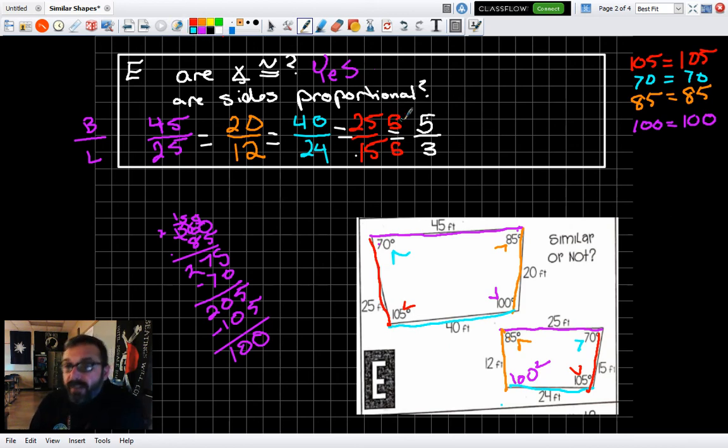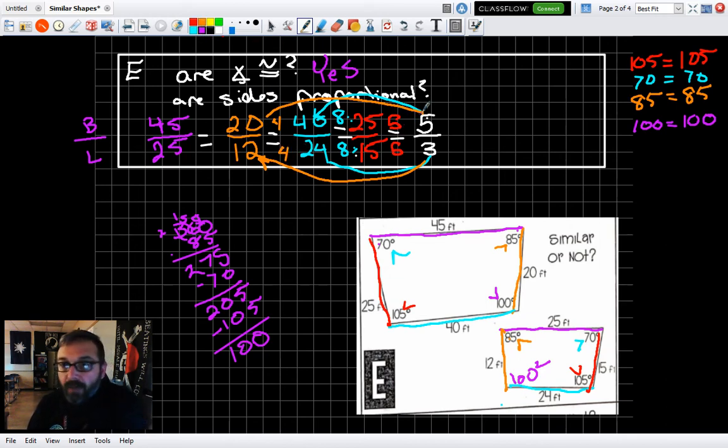Let's start checking the rest of them. 5 times what is 40? Well, 5 times 8 is 40. Okay. 3 times what is 24? 3 times 8 is 24. And look, they're the same. So I know that they are proportional. Now let's look at the orange. 5 times what is 20? 5 times 4 is 20. 3 times what is 12? Well, 3 times 4 is 12.